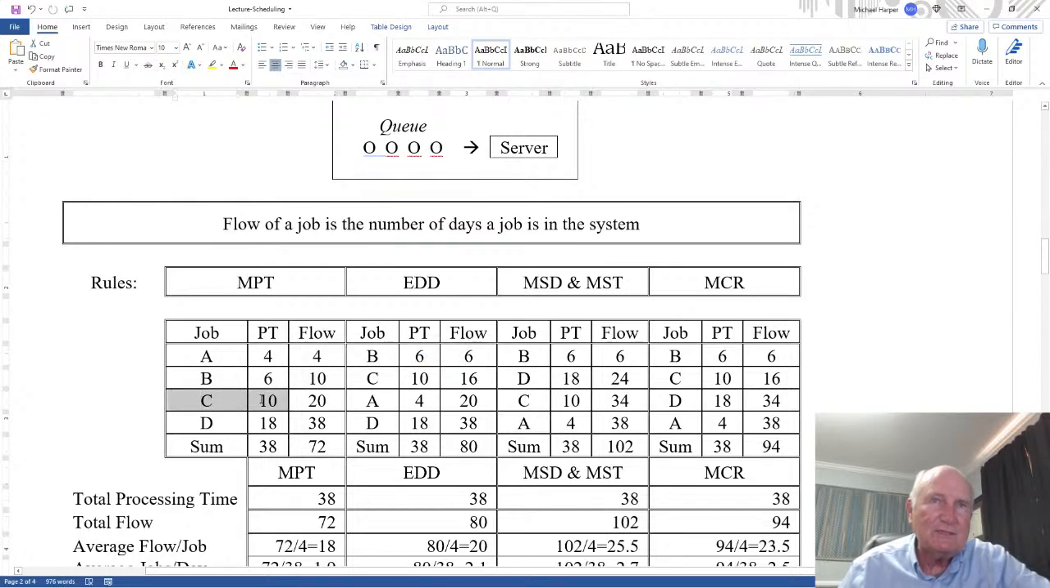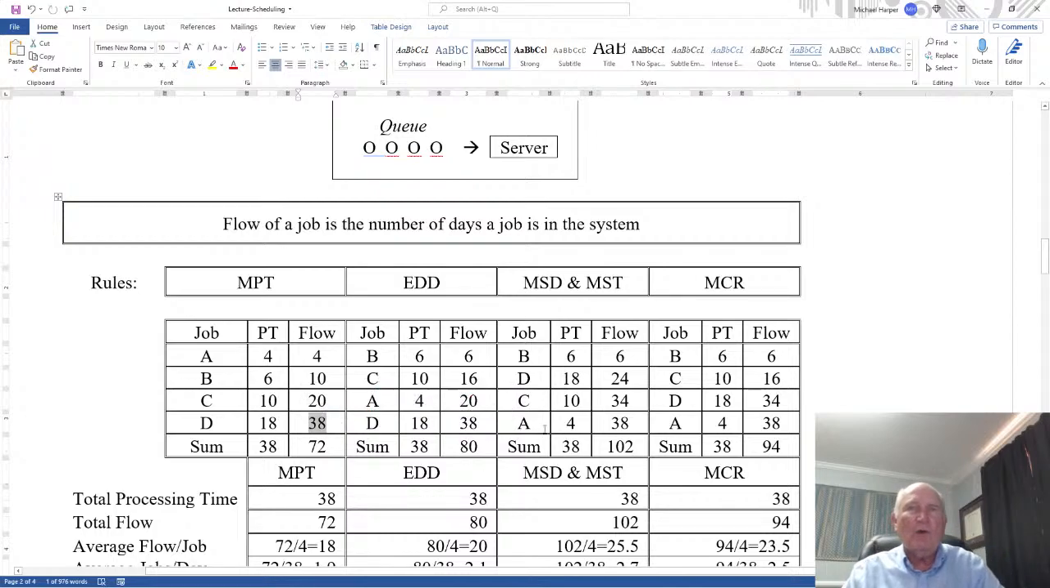So C has a processing time of 10. It has a queue time of 10 up here. 10 plus 10 is 20. So D here has a queue time of 20 because it has to wait for C to completely leave the system before it can be processed, because it's behind C. And then 18 days in the server. So 20 plus 18 is 38.